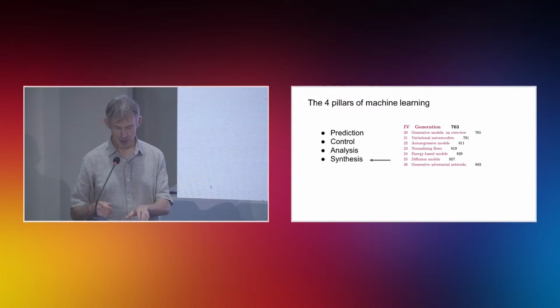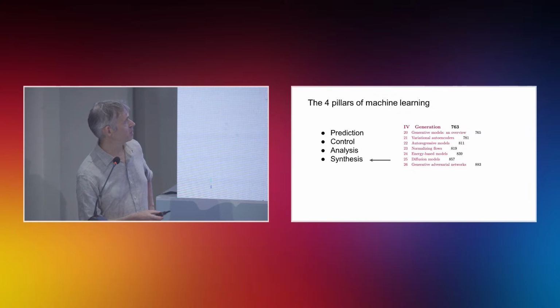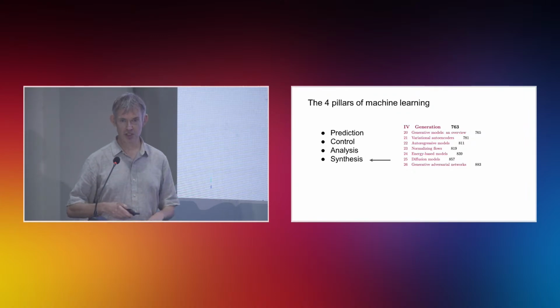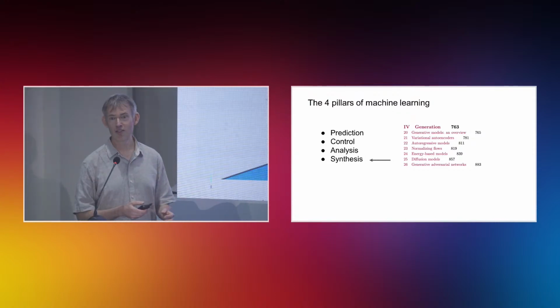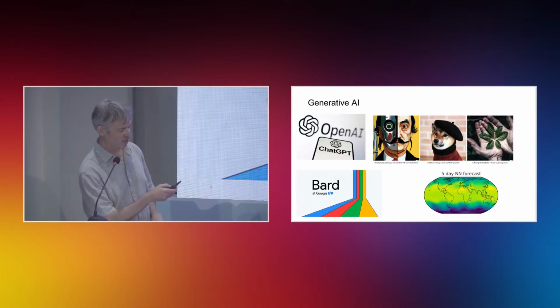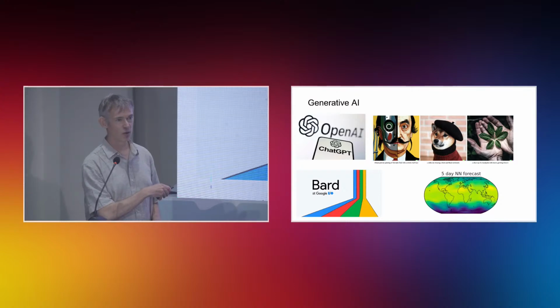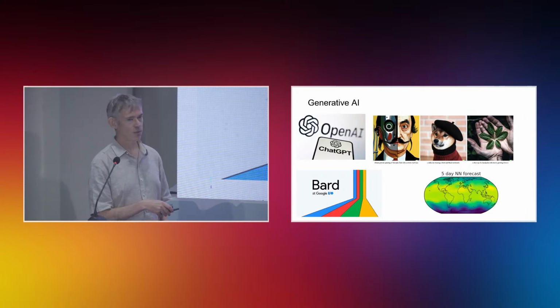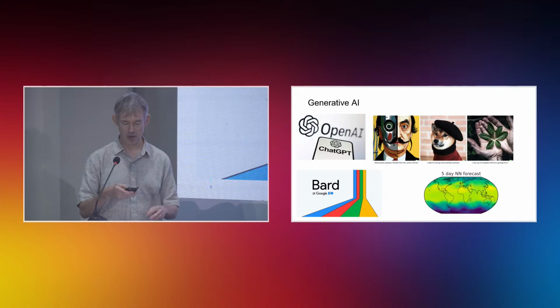Okay, but let me move on to the final pillar. So synthesis. So this is just data generation, and it's more commonly called generative AI. And this is, of course, super cool, and it's the latest hot thing. And this includes systems that can generate text, like ChatGPT and Google's Bard, and can generate images, maybe in response to text. But it also includes things like weather forecasting, where you're generating high-dimensional outputs.